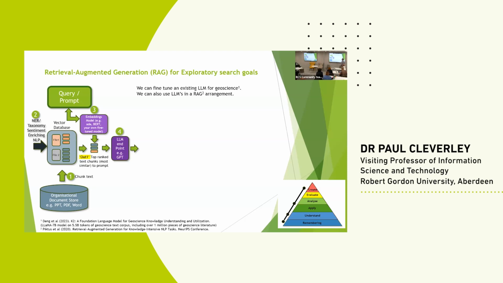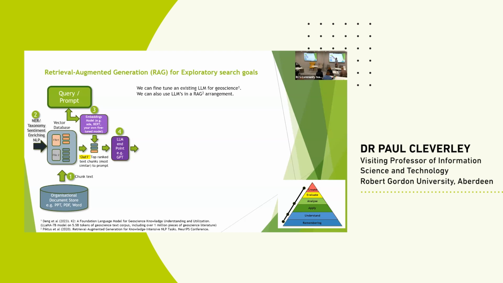You can use large language models in a RAG arrangement. So I observe organizations with MongoDB or SharePoint with all their documents. They create their vector database through chunking. How you chunk text has a big impact on the responses that you get. Once they're in the vector database, you can enrich, or via a search index, enrich with additional tags through natural language processing. That also has a big impact on the response that you get out.